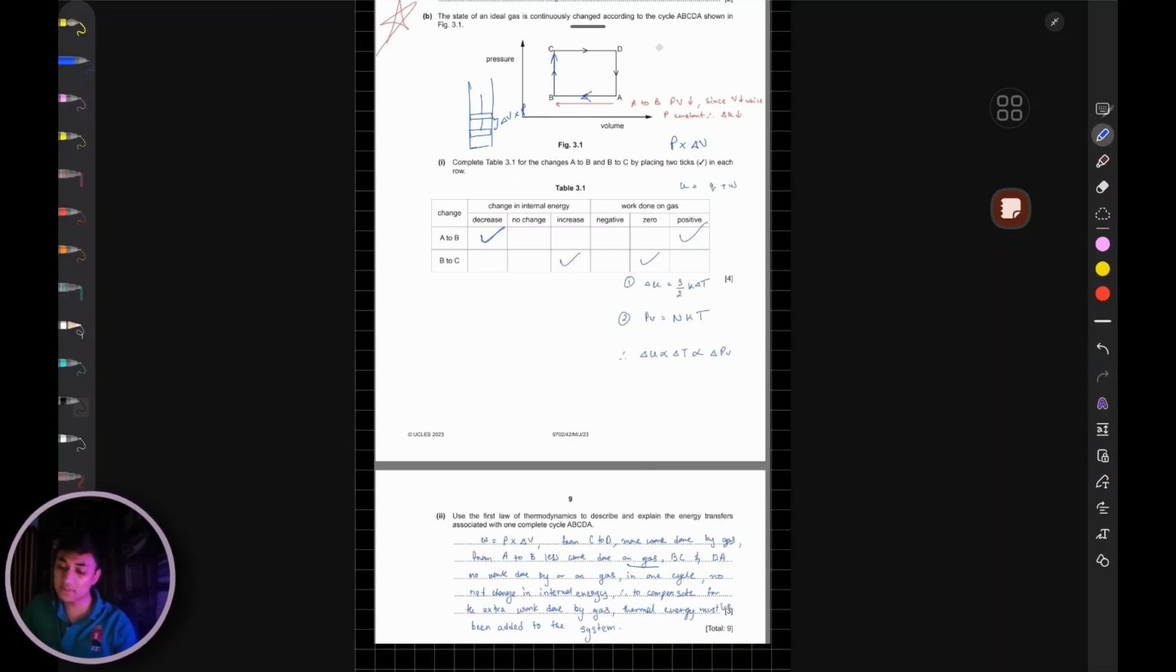Over here, positive. However, notice that the work done from C to D is larger than the work done on A to B. Why? Because notice the area under the graph. The pressure is higher over here and pressure is lower over here. So keep that in mind. Therefore, A to B, less work done on gas.